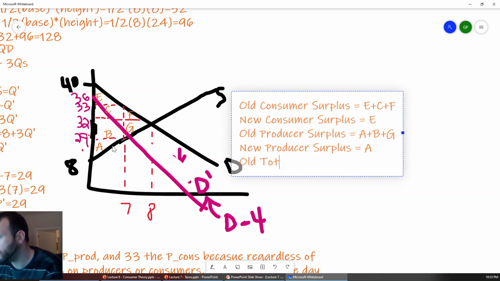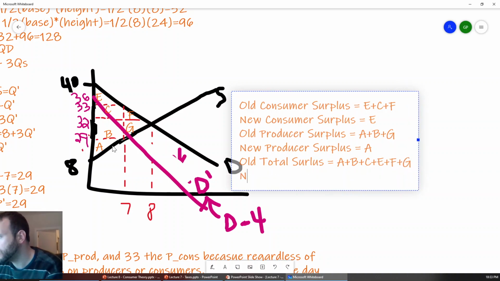Old total surplus is A plus B plus C plus D plus F. Oh, sorry. A plus C plus E plus F plus G. New total surplus is what? It's just A plus E.